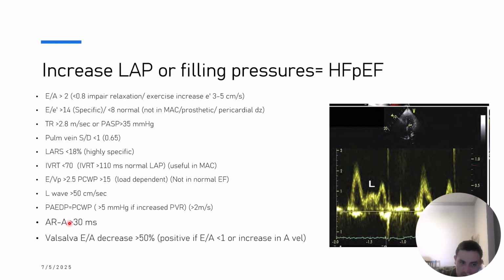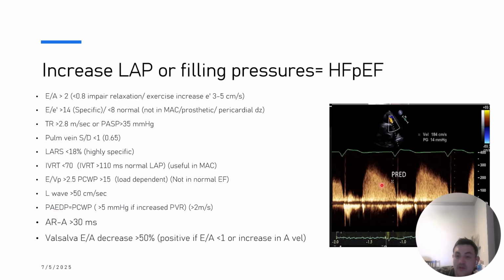We already talked about how the pulmonary artery pressures can give you a correlation with the wedge pressure. But you can calculate the pulmonary artery diastolic pressure based on this, and when you have a PR velocity, at the end you can see what is my wedge pressure. The AR minus A duration more than 30 milliseconds tells you increased LA pressure.